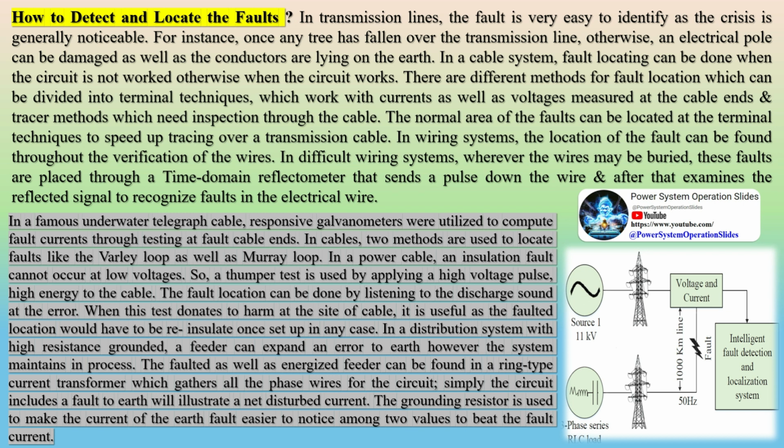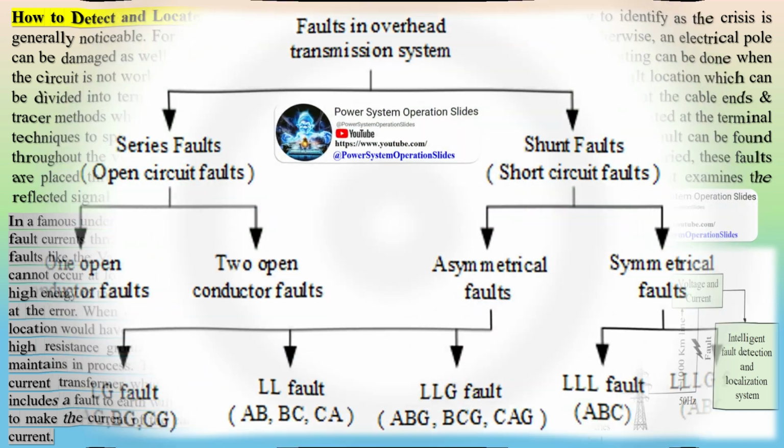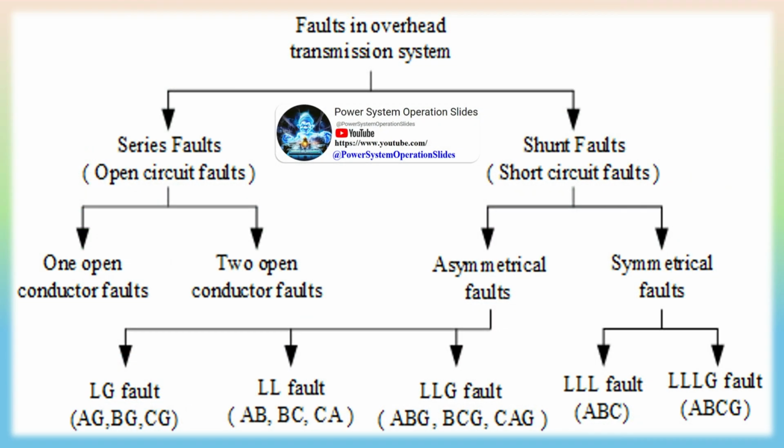In a cable system, fault locating can be done when the circuit is not working, otherwise when the circuit works. There are different methods for fault location which can be divided into terminal techniques, which work with currents as well as voltages measured at the cable ends, and tracer methods which need inspection through the cable. The normal area of the faults can be located by the terminal techniques to speed up tracing over a transmission cable. In wiring systems, the location of the fault can be found through the verification of the wires.